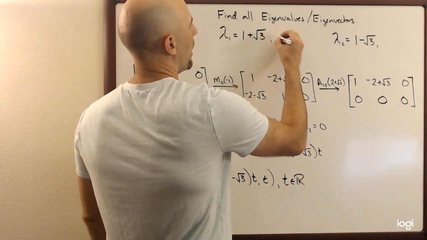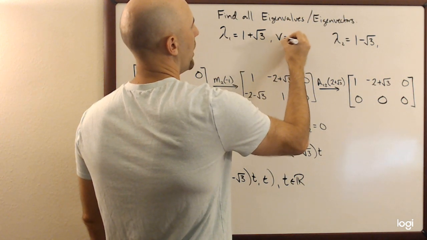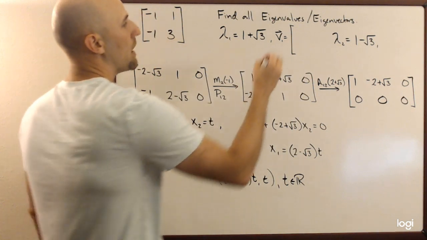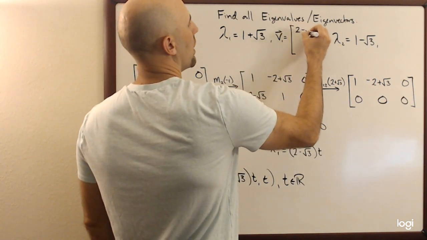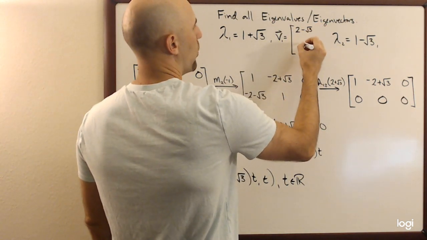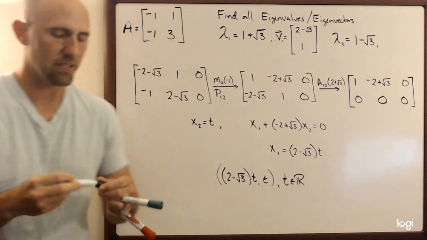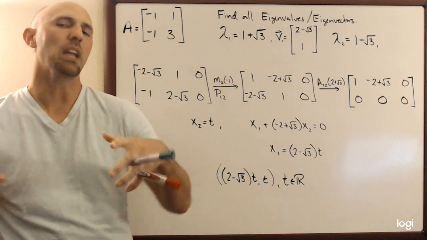Okay. So v1 is then, let's see, 2 minus square root of 3 and 1. Okay, now, I'm going to go ahead and do lambda 2, but what do you think it's going to come out to?